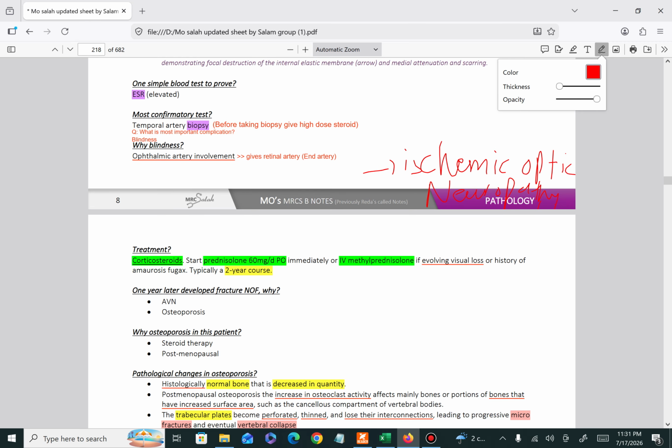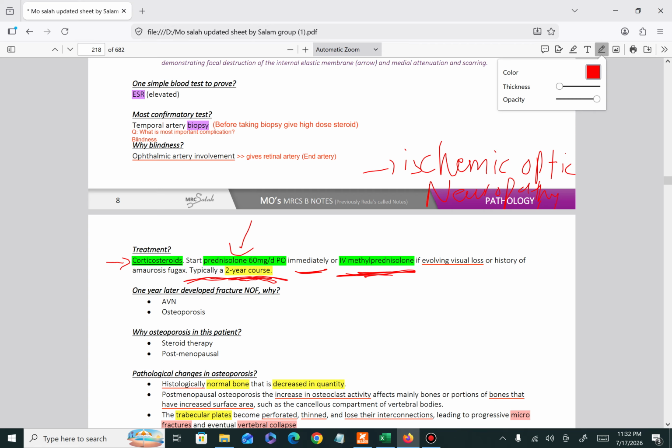Then how will we treat this giant cell arteritis? The main treatment is steroids. Okay, glucocorticoids, also known as corticosteroids. Okay, so the corticosteroid is the main treatment option. First we will start prednisolone 60 mg per day orally immediately, or IV prednisolone if evolving visual loss or history of amaurosis fugax, and this corticosteroid will be given for 2 years.